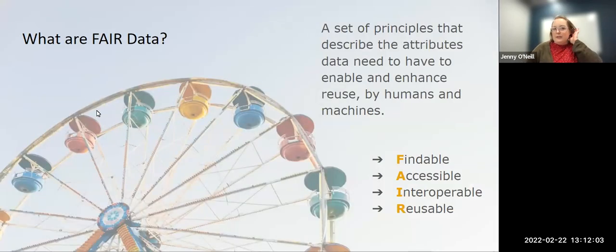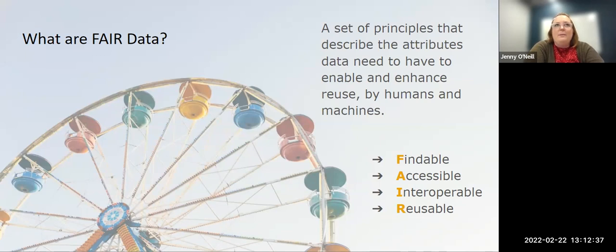So I mentioned that I was going to talk about FAIR data very briefly. This is a set of principles that were agreed in 2016. They were agreed by funders and researchers, research support staff like myself, and in libraries all across Europe and across the world. There are a set of principles that describe the attributes data need to have in order to enable and enhance reuse by humans and by machines. So FAIR stands for findable, accessible, interoperable, and reusable.